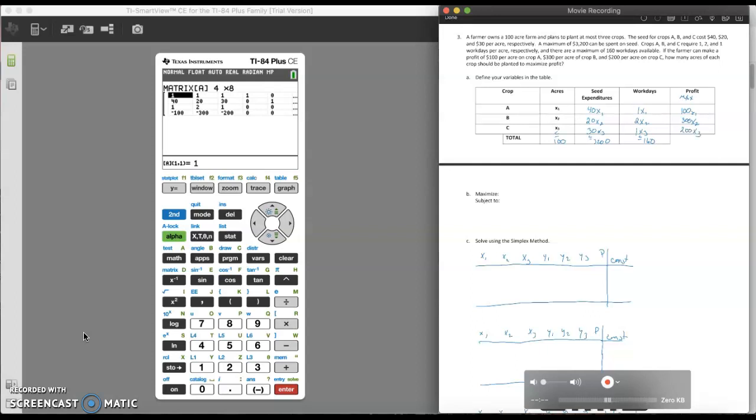Okay, so we're starting this one from scratch. What do we want to maximize and what do we have it subject to? So we want to maximize his profit, so P equals 100x1 plus 300x2 plus 200x3. That's what he wants to maximize. Subject to these constraints, x1 plus x2 plus x3 being less than or equal to 100, 40x1 plus 20x2 plus 30x3 being less than or equal to 3,200, and 1x1 plus 2x2 plus 1x3 being less than or equal to 160.